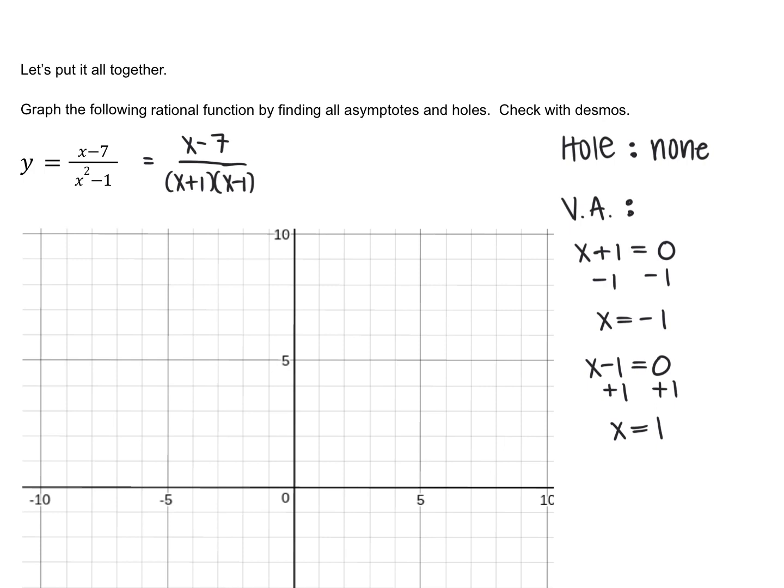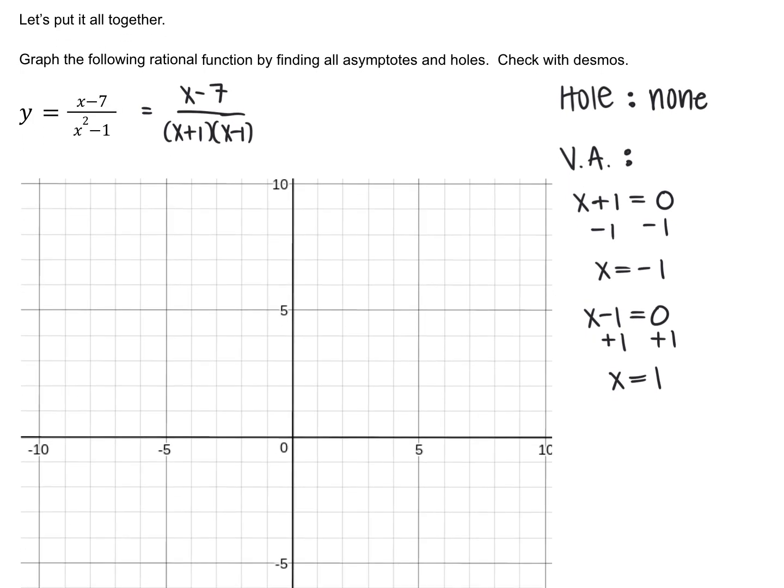Now I want to figure out if I have a slant asymptote or a horizontal asymptote. And I want to go back to my original equation before I did any factoring. So that's x minus 7 over x squared minus 1. And the degree of my denominator is greater than the degree of my numerator, which means I have a horizontal asymptote, and it's specifically going to be at y equals 0.